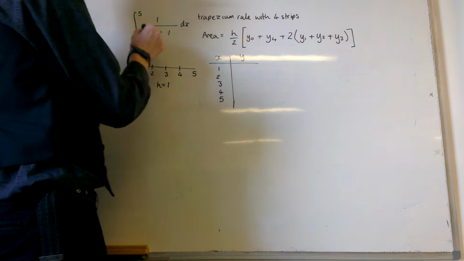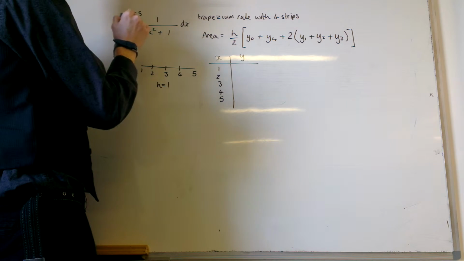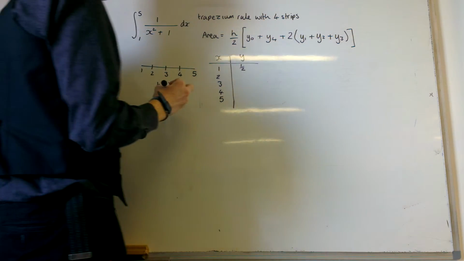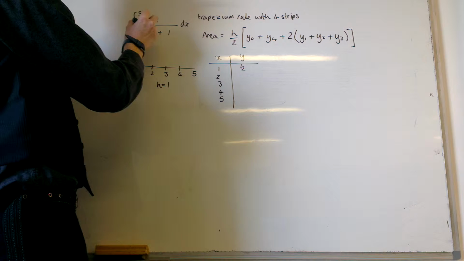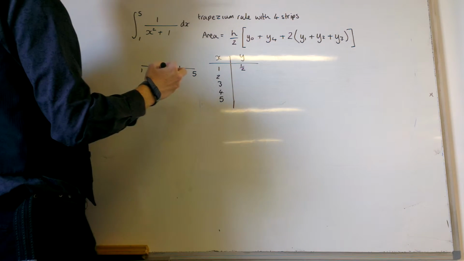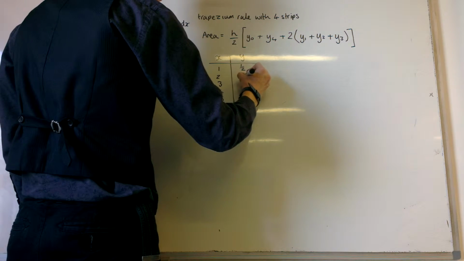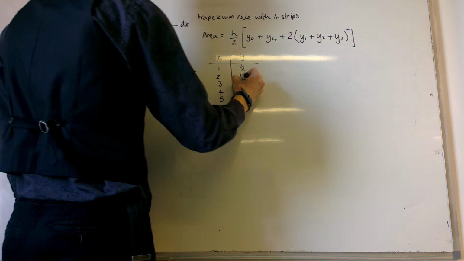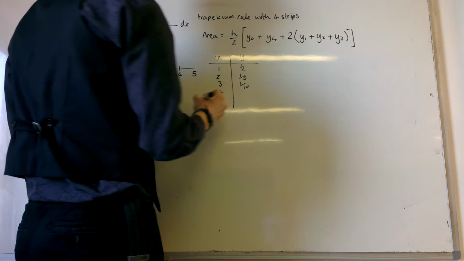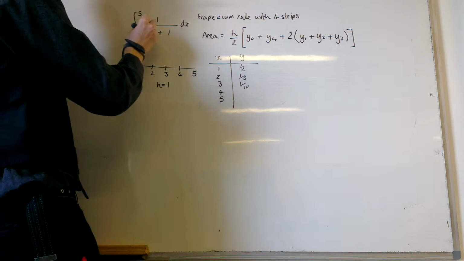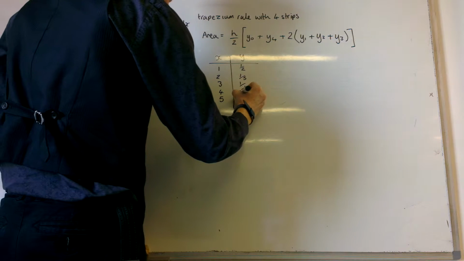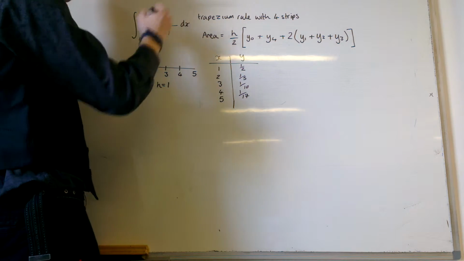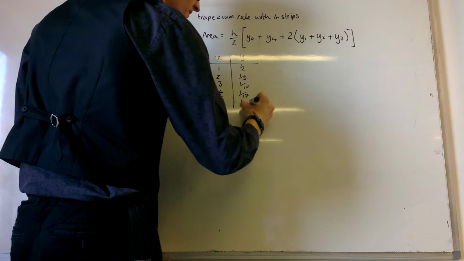So if x is equal to 1, we've got 1 over 1 squared plus 1, 1 over 2, which is a half. If we substitute 2 in, we get 1 over 4 plus 1, 1 over 5. If we substitute 3 in, we get 1 over 9 plus 1, 1 over 10. If we substitute 4 in, 1 over 16 plus 1, 1 over 17. And if I substitute 5 in, 1 over 25 plus 1, 1 over 26.